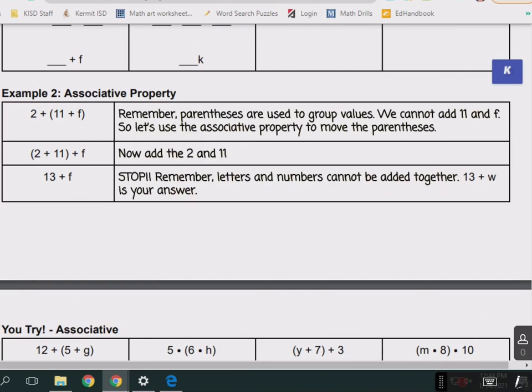So that's exactly what we did here. We moved the parentheses, and now we're going to combine the two numbers just like we did before. The only difference here really is that we're using parentheses. So we're going to give it a try. Go ahead and flip it over so we can work on it.